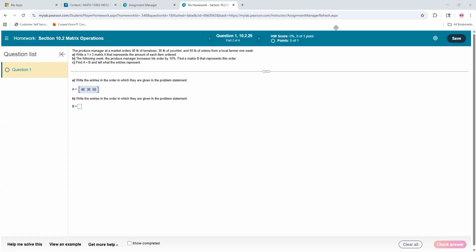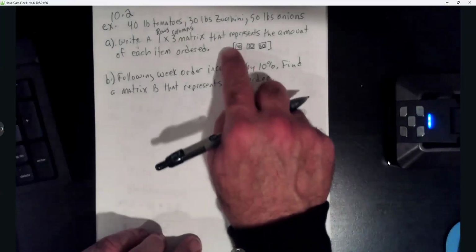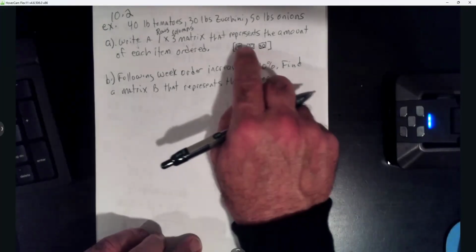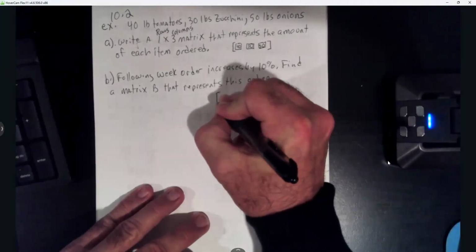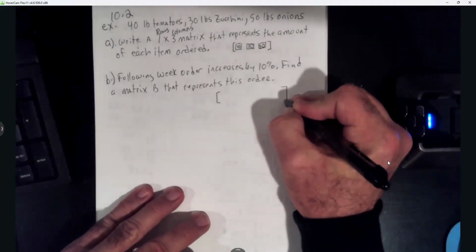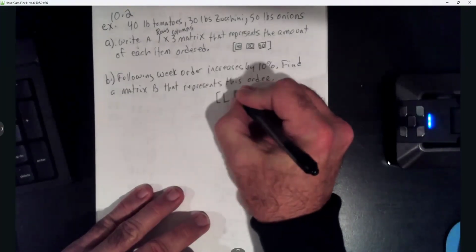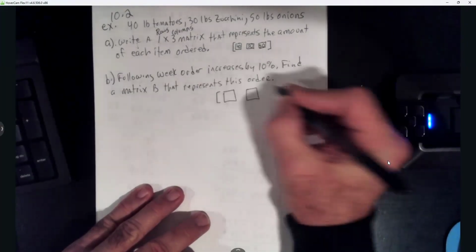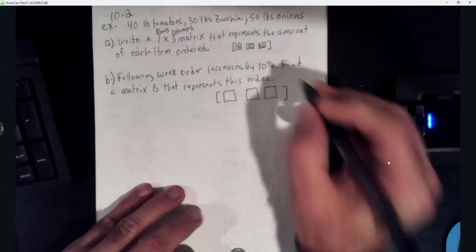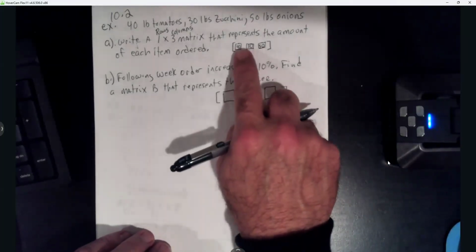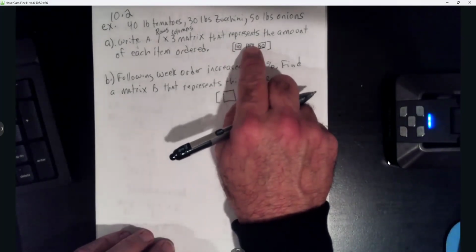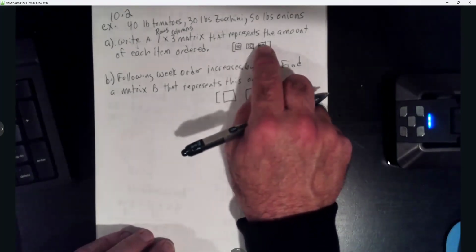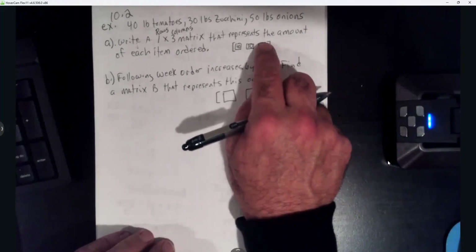So let's go back to the pad. All righty. So all we're doing is increasing each of these items that we ordered this week by 10%. So we're still, I'll make it a little bigger this time, we're still going to have 3 boxes in here. So y'all, there's 2 ways to do that. You can figure out what 10% of 40 is and then add it to 40. 10% of 30, add that to 30. 10% of 50, add that to the 50.